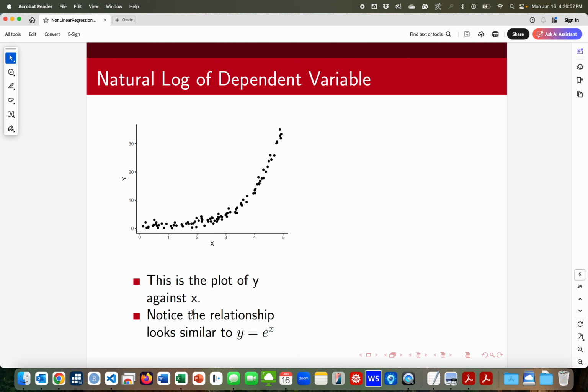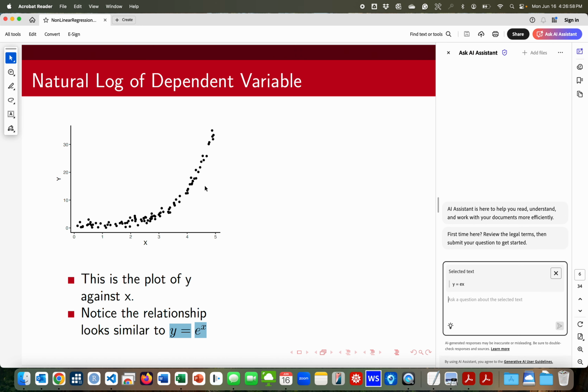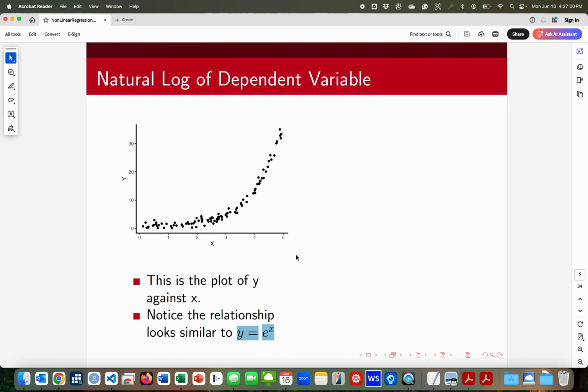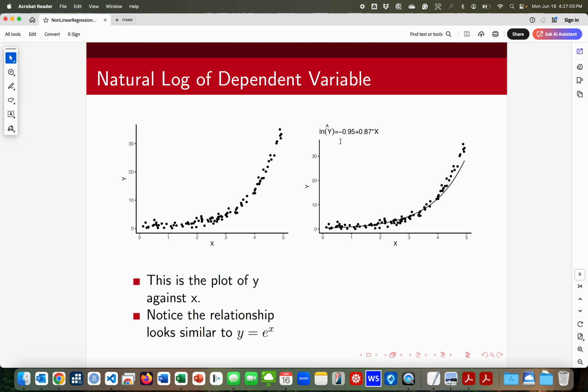So this is very similar to y equals e to the x. So if you're thinking about exponential growth, this is what you're going to think about. This exponential growth right here, e. And that's a constant. So in this case, the relationship here is natural log of y, ln y hat.